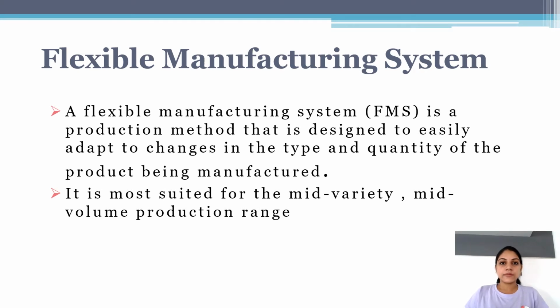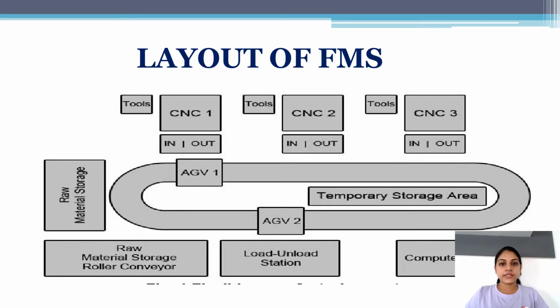So this system helps in the production and makes it easy for the production. Even the complicated production is made easy with the use of flexible manufacturing system. So this is the layout of flexible manufacturing system. So here we can see that the machines are arranged and the materials will be passed through the network.